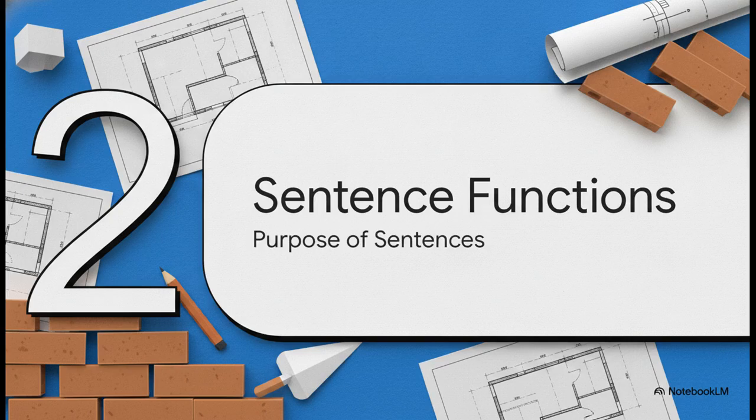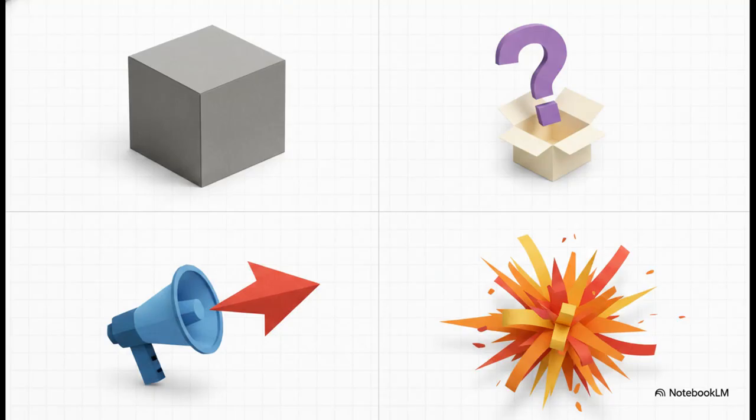Moving right along to Section 2, 4 sentence functions. We've got our foundation, so let's look at the blueprint and figure out the actual purpose of these sentences we're building. According to Grammarly, there are 4 primary functions a sentence can actually perform. First up, we have declarative sentences. These are your everyday statements of fact or opinion. Something like, bears don't eat when they hibernate. They do the heavy lifting in everyday communication, and they always end in a period.